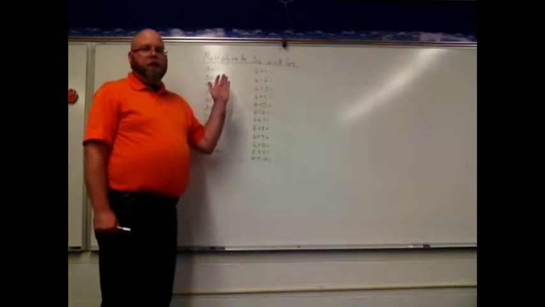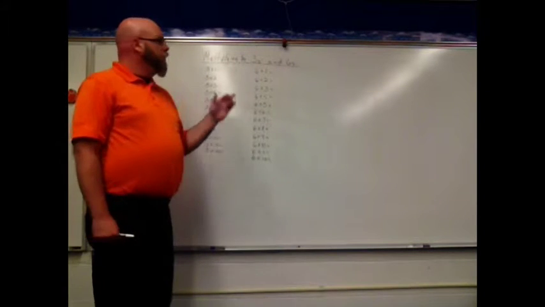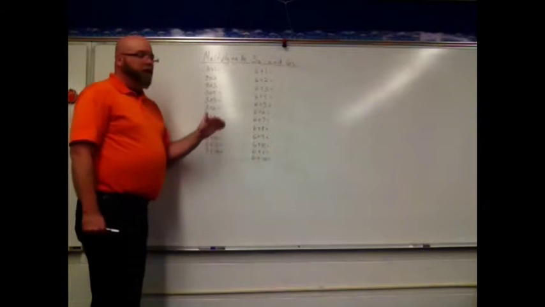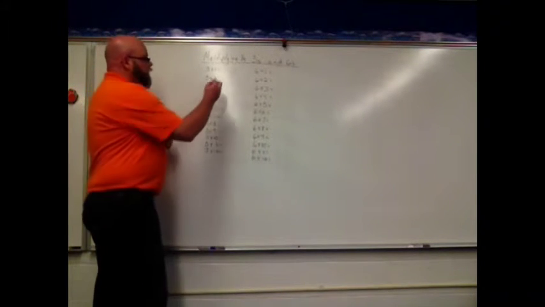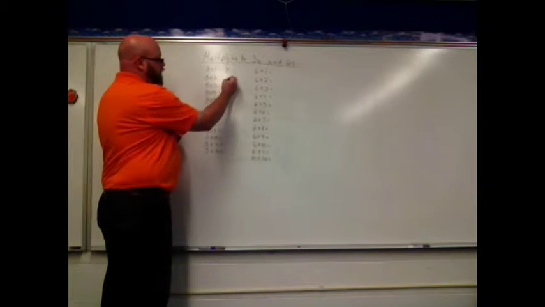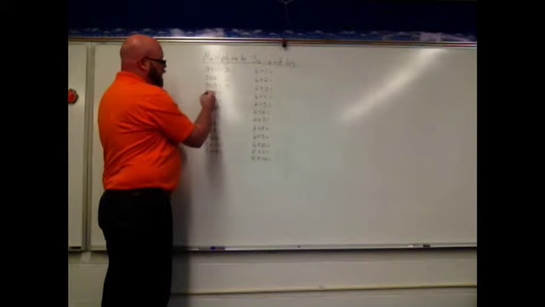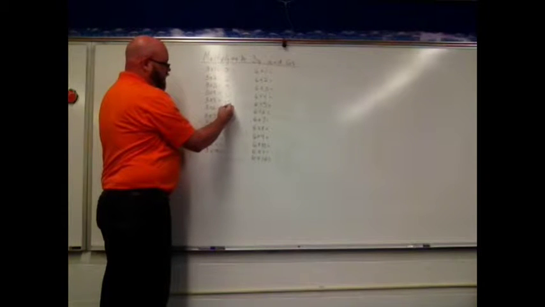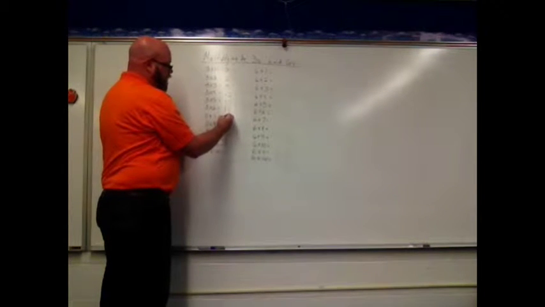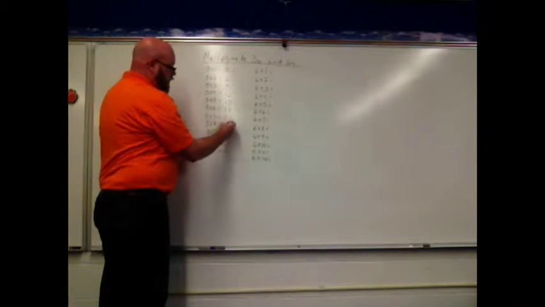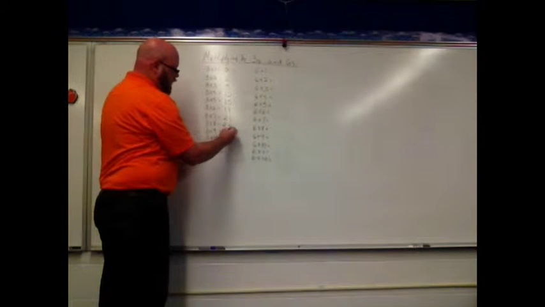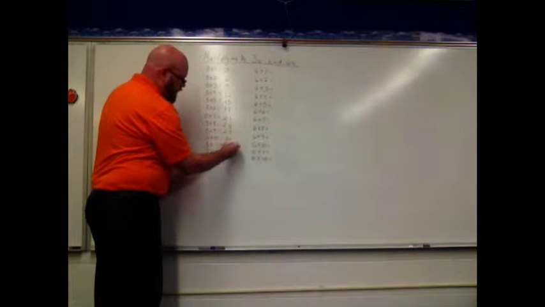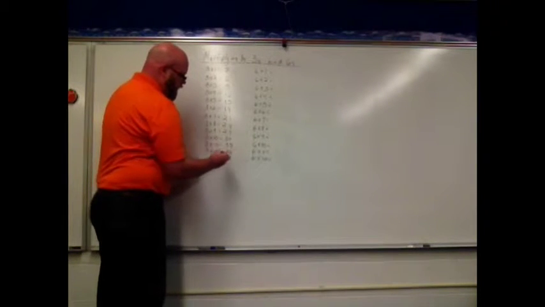We want to talk about multiplying by 3s and 6s. 3s and 6s are very closely related, and we're going to see that here in just a second. 3 times 1 is 3. 3 times 2 is 6. 3 times 3 is 9. 3 times 4 is 12. 3 times 5 is 15. 3 times 6 is 18. 3 times 7 is 21. 3 times 8 is 24. 3 times 9 is 27. 3 times 10 is 30. 3 times 11 is 33. And 3 times 12 is 36.